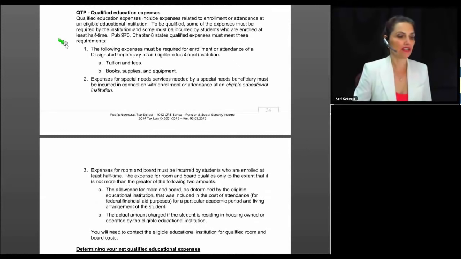Now, qualified education expenses. Qualified education expenses include expenses relating to enrollment or attendance at an eligible educational institution.